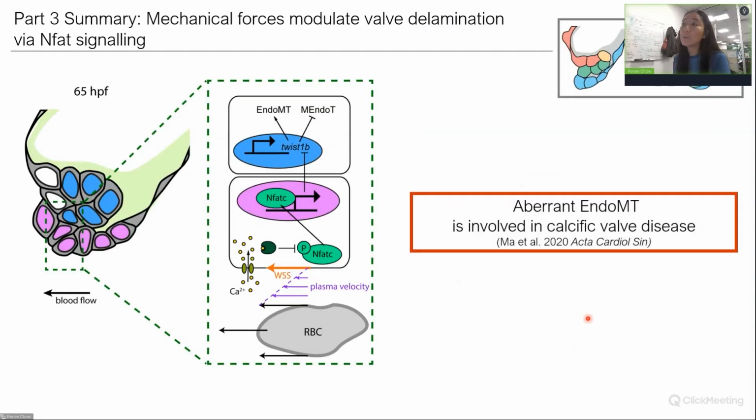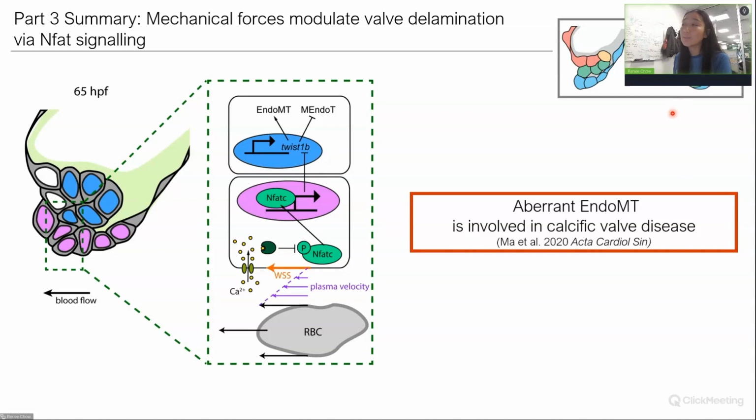So to summarize, what we think happens is that wall shear stress leads to the influx of calcium, which leads to the activation of calcineurin, leading to the dephosphorylation of NFAT, which then goes to the nucleus and enables transcription. And I won't go through the data today, but we think this leads to downregulation of TWIST1B, which is a major endothelial to mesenchymal transition gene. So its inhibition is necessary for the mesenchymal to endothelial transition, which then allows this process of delamination to occur.